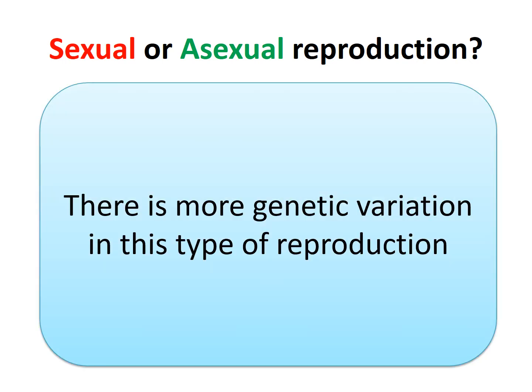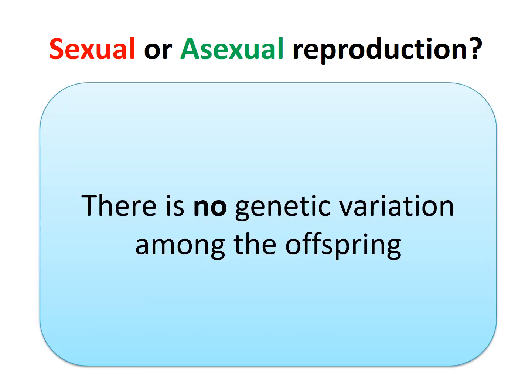There is more genetic variation in this type of reproduction. Variation, more than one gene. It's sexual. No genetic variation. That's got to be asexual.